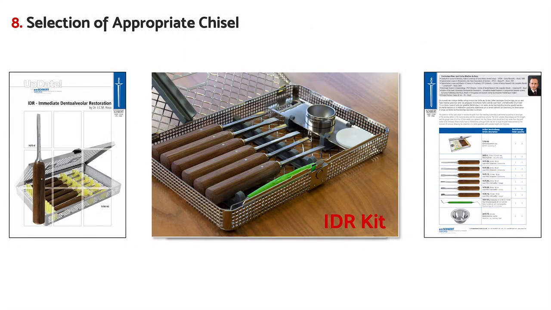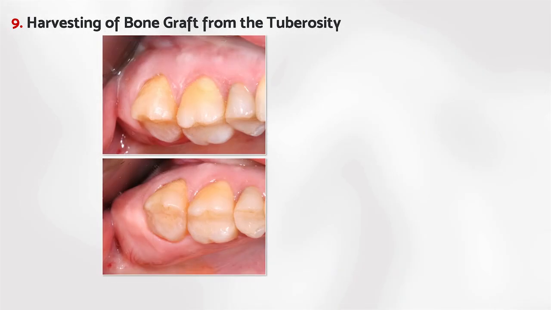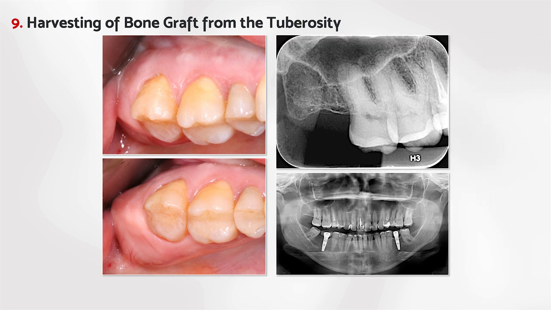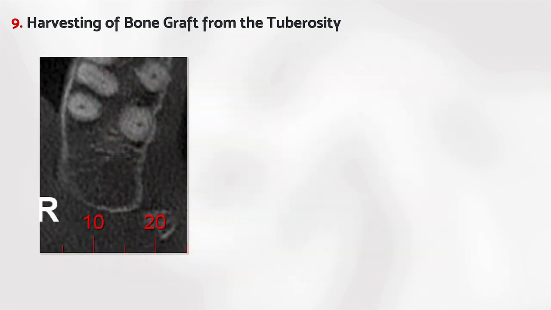Step 8, the selection of the appropriate chisel. We have to use these chisels according to the amount of bone required. To harvest bone graft from the maxillary tuberosity, we need previously the clinical assessment through digital palpation plus clinical evaluation and X-ray and CBCT scan of this donor area. Through this X-ray, you can see a good amount of available bone in both tuberosities, the right and the left side. Now it's easy to make the decision.